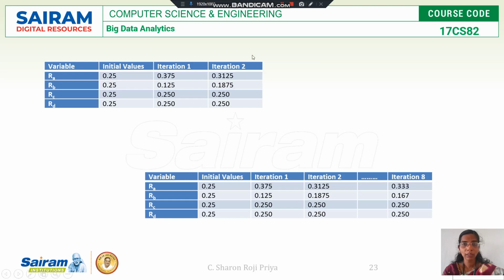So in iteration 3, what are the RA, RB, RC, RD values? These are the RA, RB, RC, RD values. Likewise, you have to calculate it. And here only in the 8th iteration the values will stabilize. Now check which is the highest value. 0.3 is the highest value and it belongs to RA, and it belongs to node A.